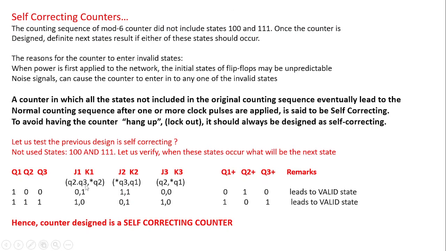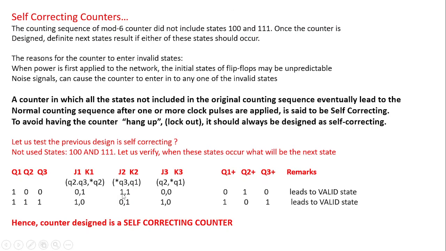Now, once we know J1, K1, what is the expected next state for Q1? I know J1, K1 is 0, 1. So what is the expected state at Q1 after the clock cycle? Since 0, 1 is a reset state, it becomes 0.